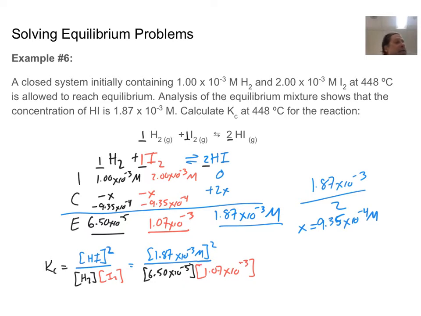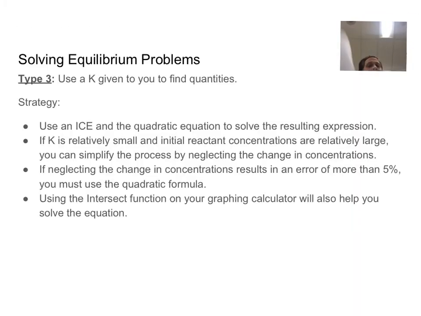And so when I go through and do the math with this, 1.87 times 10 to the negative 3 squared, divided by 6.5 times 10 to the negative 5, further divided by 1.07 times 10 to the negative 3, I get a value for my Kc to be 50.3. Again, no units. Now, moving on to our next problem.